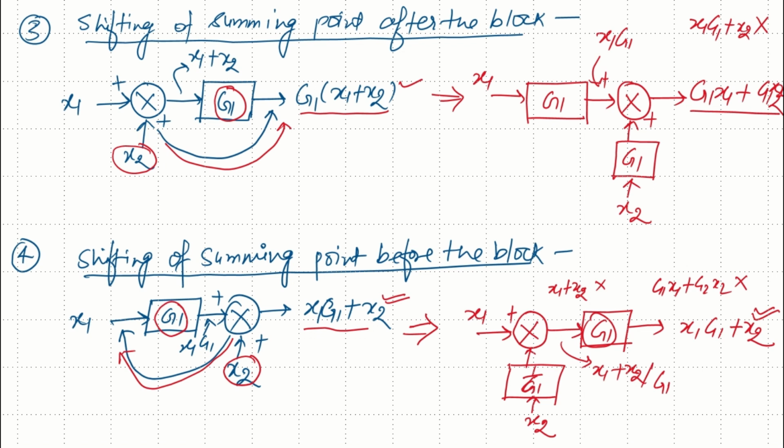So, let me summarize these two cases once again. If you want to shift the summing element after the block, then the signal is multiplied by the gain in between, and if you want to shift the summing element before the block, then the signal X2 is divided by the gain in between.